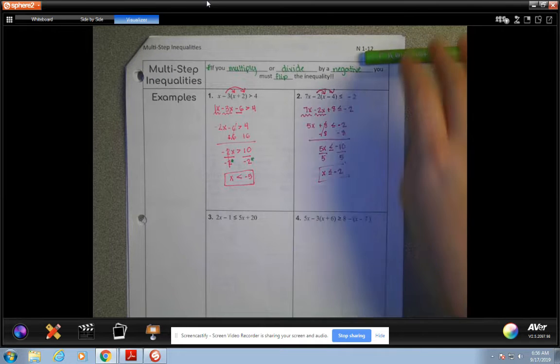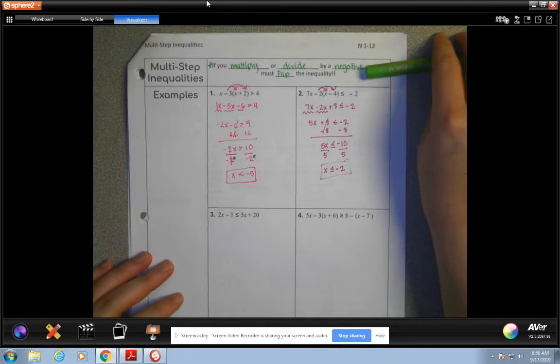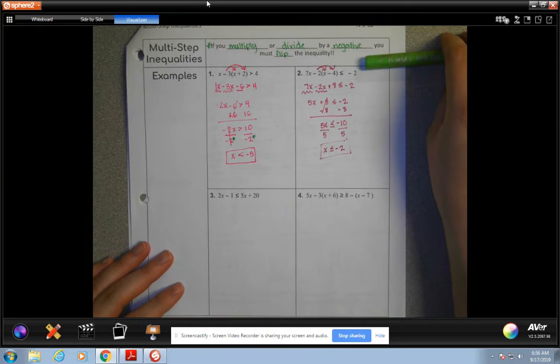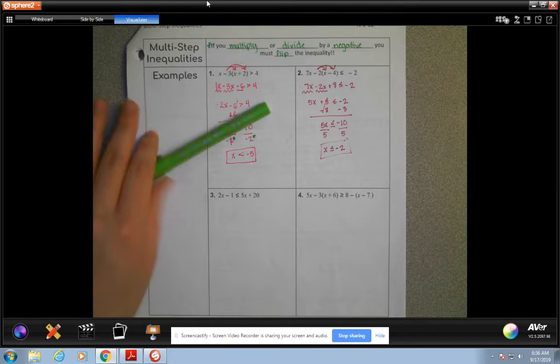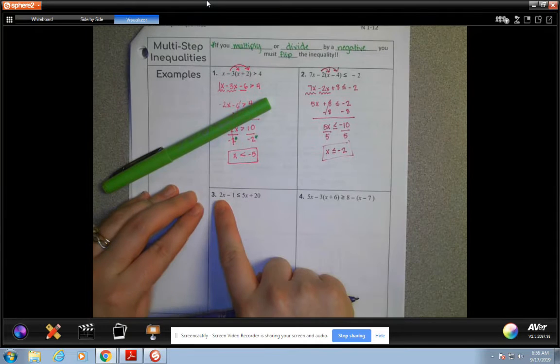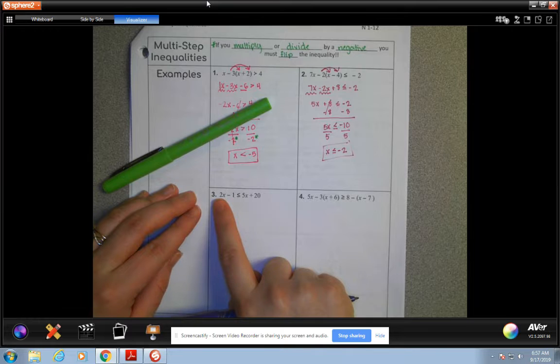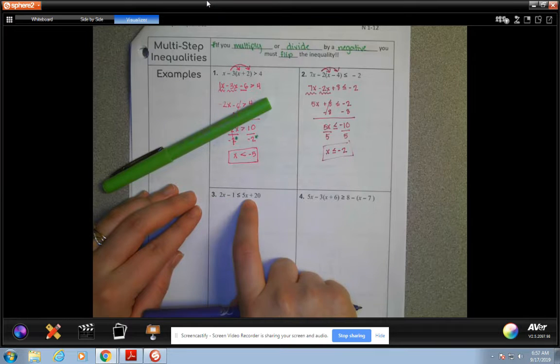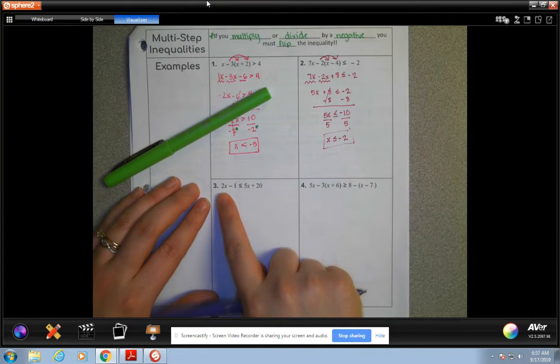All right, looking at number 3. Now, the funny part about some of these is when there's no distribution or combining like terms, people think it's harder. But really, it's simpler. You get to just start by moving your variable to one side. So this one has an x on each side. So what we want to do is move the variable either to the left side or to the right side, okay?